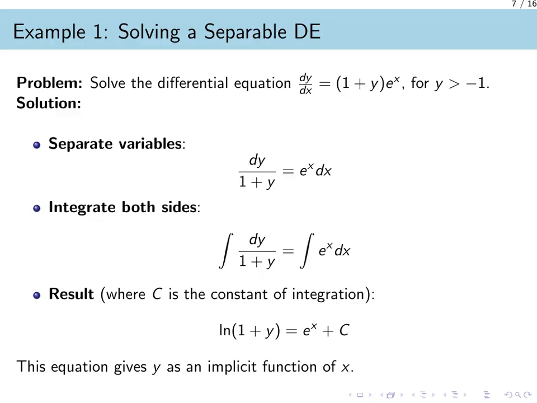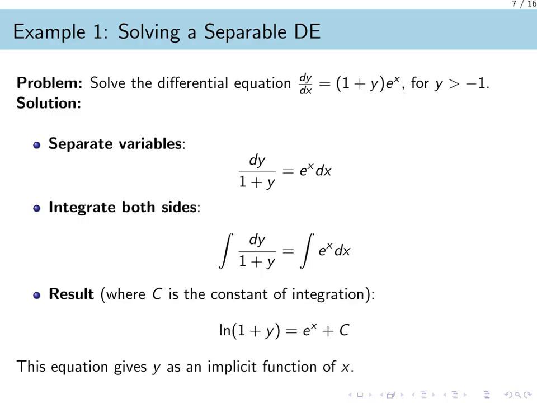Our first step is to get all terms involving y on the left side with dy and all terms involving x on the right side with dx. To do this, we divide by the quantity 1 plus y and multiply by dx. This gives us the separated form dy over the quantity 1 plus y equals e to the power of x times dx. Now we simply integrate both sides.